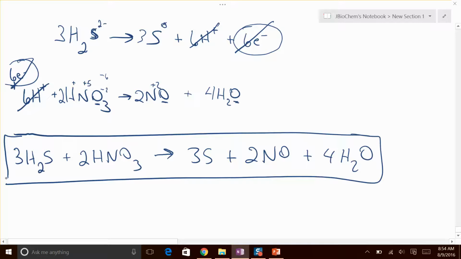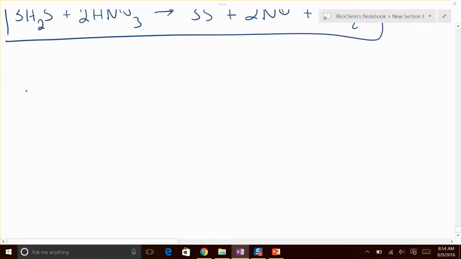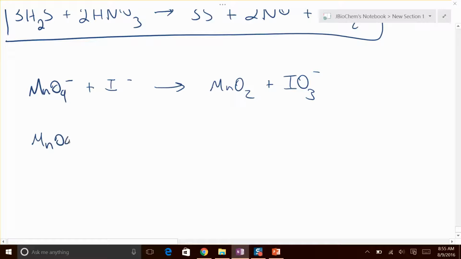You want to do one in a basic solution too, right? Okay, do we have an example for that? It's MnO4 negative plus I negative gives us MnO2 plus IO3 negative. Okay. So we have MnO4 minus going to MnO2. We have I minus going to IO3 minus.